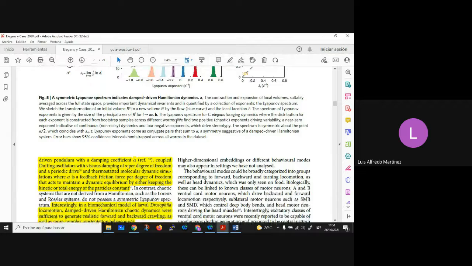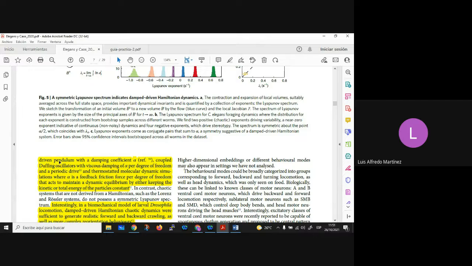behaves similarly to very well-known systems of physics, an oscillator, a damped driving oscillator. So for example, the damped driving pendulum is very famous within physics.